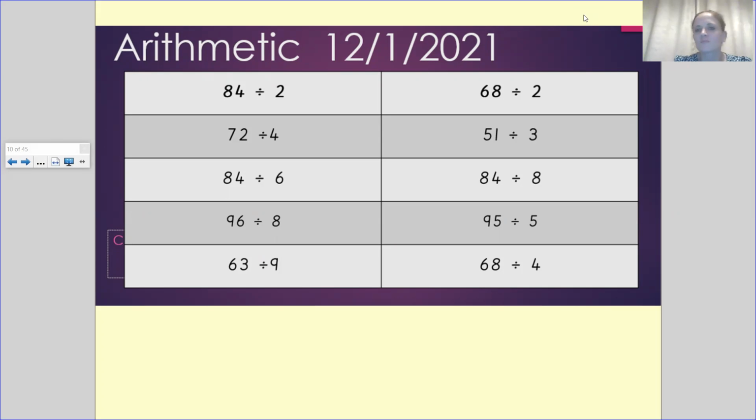So our first question is 84 divided by 2. Then it is 72 divided by 4. 84 divided by 6. 96 divided by 8. 63 divided by 9. 68 divided by 2, 51 divided by 3, 84 divided by 8, 95 divided by 5, and 68 divided by 4.